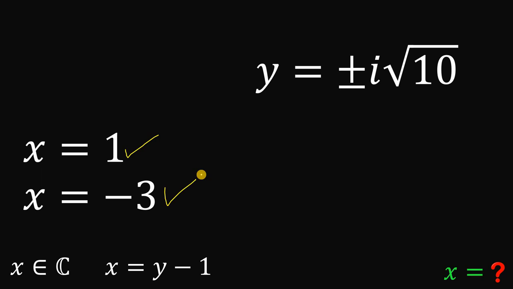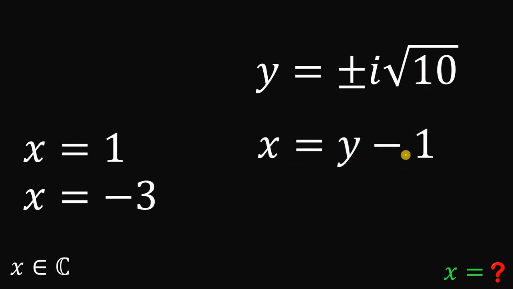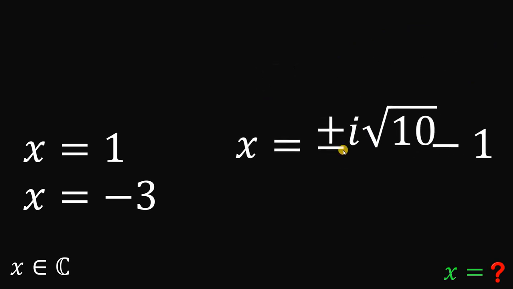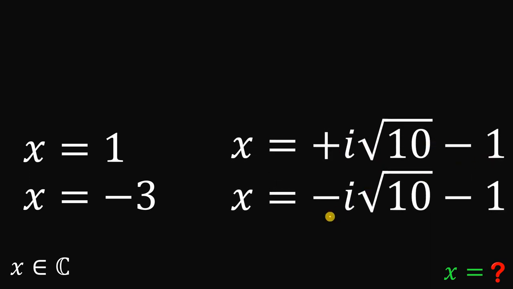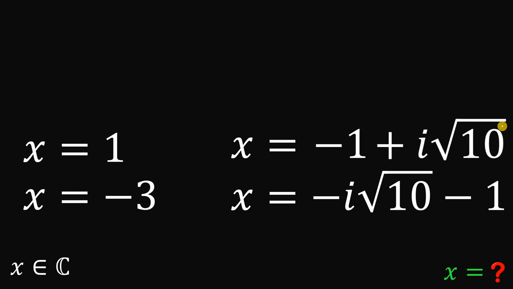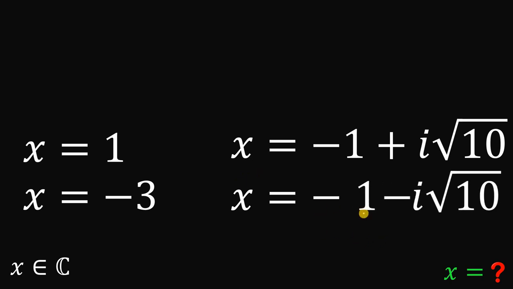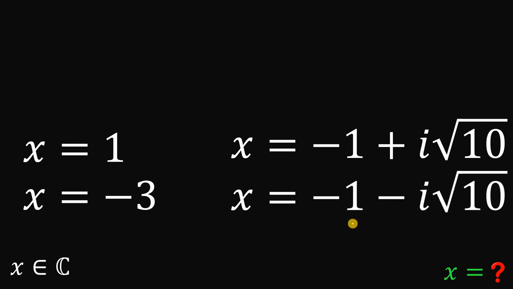Now, this is not all possible values of x, because we know also that y must be equal to positive or negative i times square root of 10. So x again must be equal to y minus 1. And again, we have two possible values here: positive i times square root of 10 minus 1 and negative i times square root of 10 minus 1. The third value of x we can simplify as negative 1 plus i times square root of 10, and the fourth value of x we can write as negative 1 minus i times square root of 10.